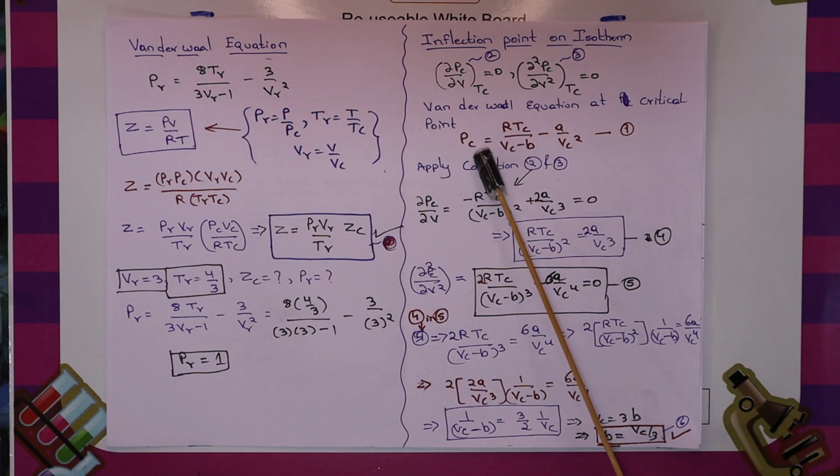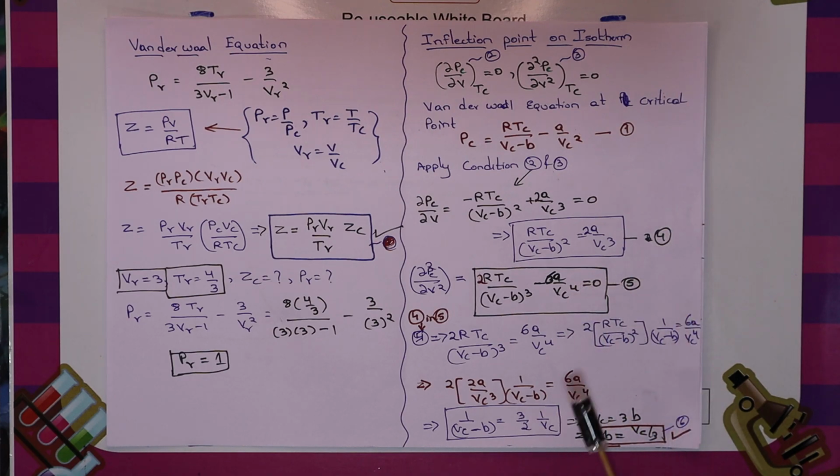Given the van der Waals equation of state, if you take the first derivative, you get RTc by (Vc minus b) whole square equal to 2a by Vc cube. Similarly, if you take the second derivative, you get 2 times RTc by (Vc minus b) whole cube minus 6a by Vc power 4 equal to 0.